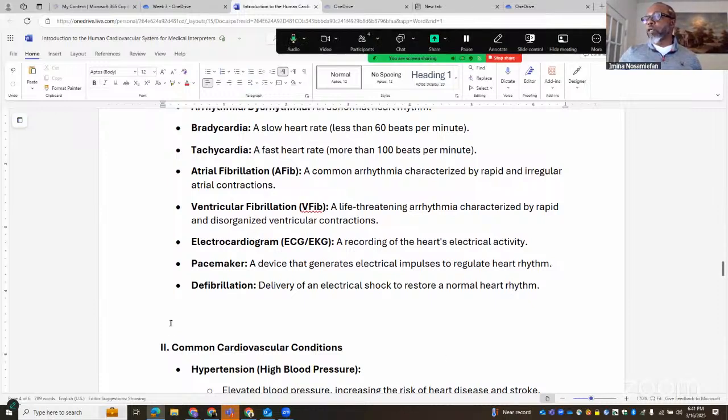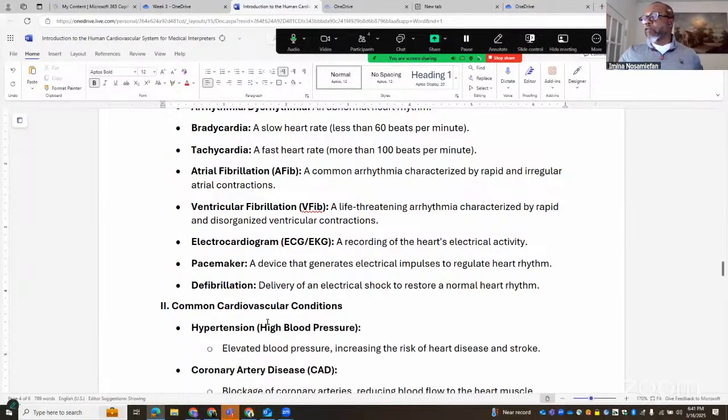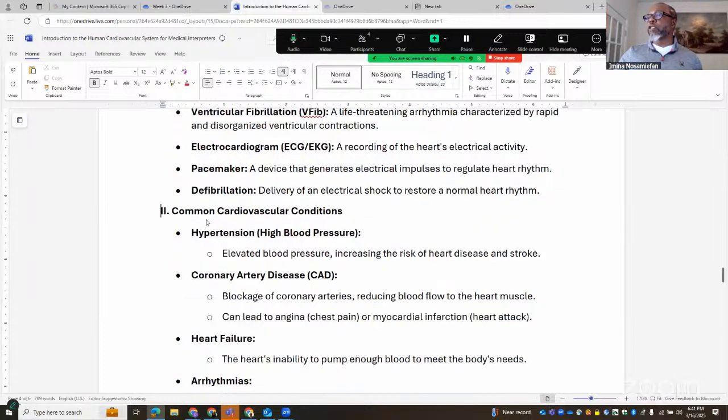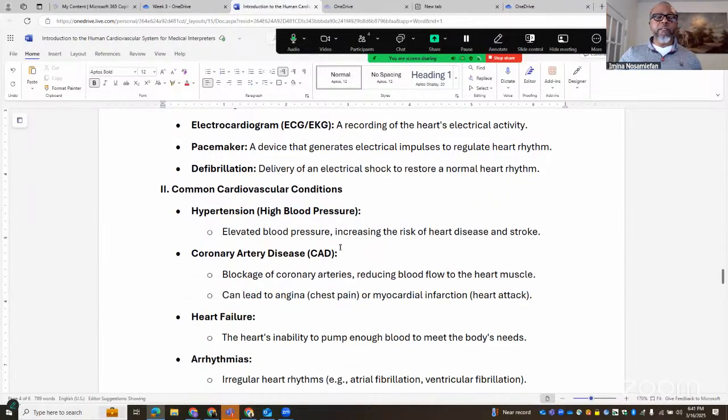So let's look at some common cardiovascular conditions. Of course, hypertension. Coronary artery disease, which means blockage of coronary arteries. The coronary arteries are the arteries that take blood to the heart. We call them the coronary arteries.